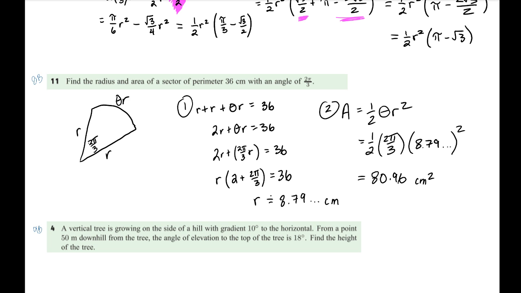Let's jump to the answers here. Review set 8B, number 11. Radius approximately 8.79. Area approximately 81. Oh, because they rounded to 3 significant figures, which would be why. So they looked at this and said, okay, those decimal places need to go. They used the 6 to round the 9 up, and that's how they end up with approximately 81. But yeah, that's the answer for that one.